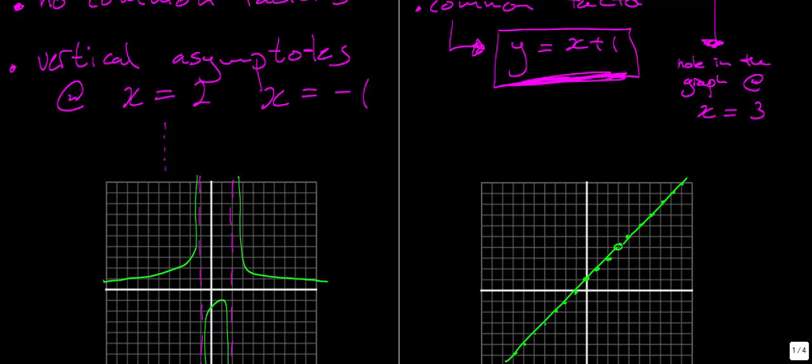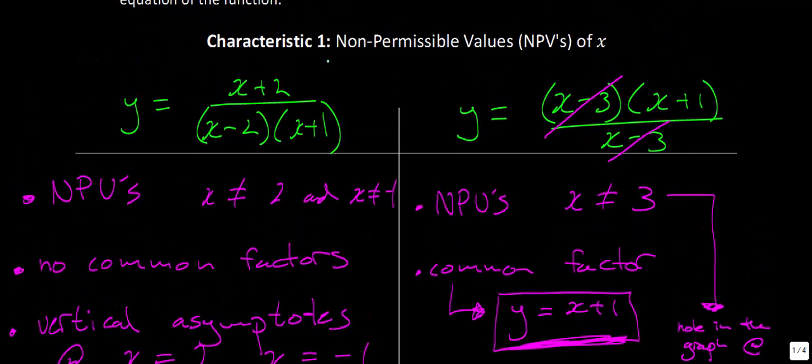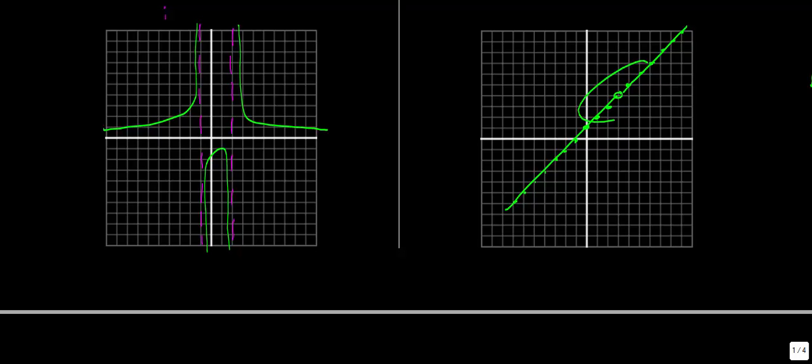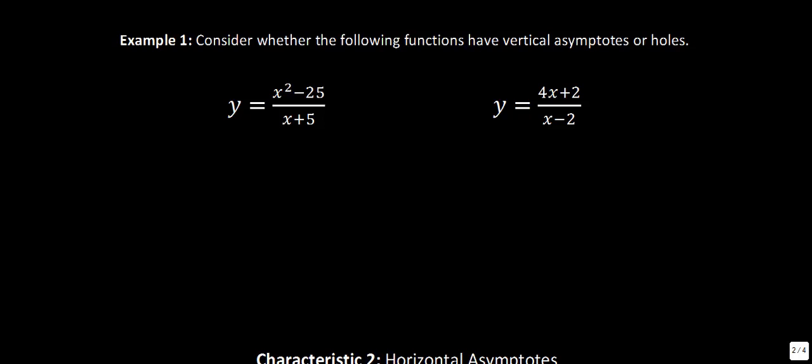Okay, so just to review what we learned about on this page, the first thing I want you to do whenever you have a rational function like this is consider what your NPVs are. So we found those right away. That was here and that was here. And then what I want you to consider is, are there any common factors? If there is, wherever that NPV was, that is going to create a hole, just like we saw in the function right here. Okay, let's go on to taking a look at an example.